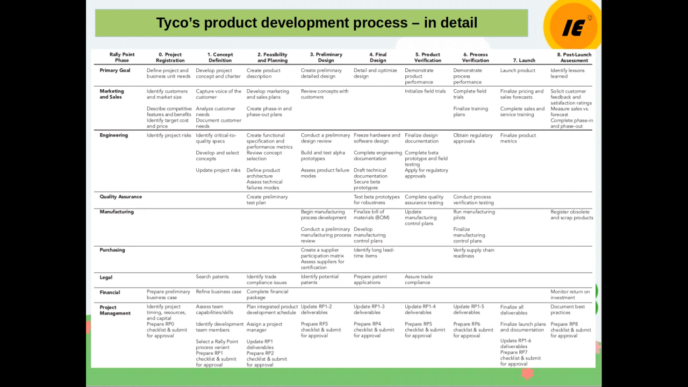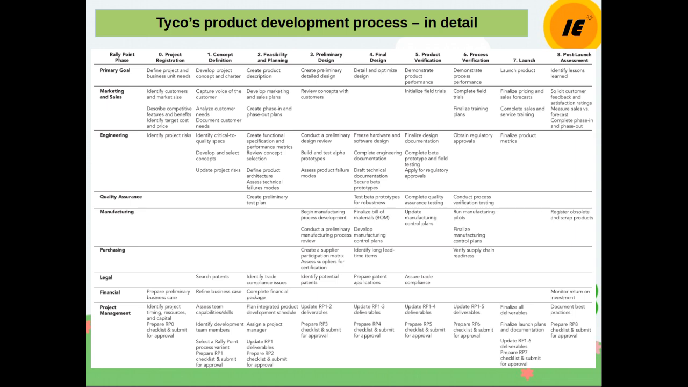Primary goal will be launch product, that's of course, and the marketing and sales team will finalize pricing and sales forecast, complete sales and service training. Engineering team will finalize product metrics, and legal and the rest of the teams don't do anything here.